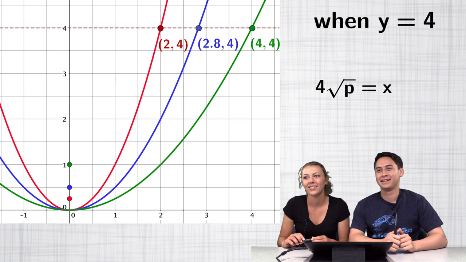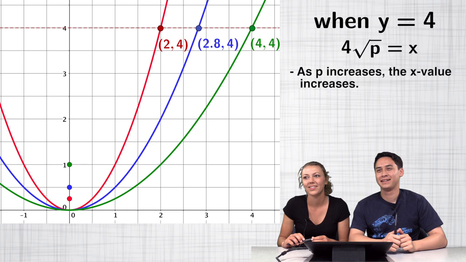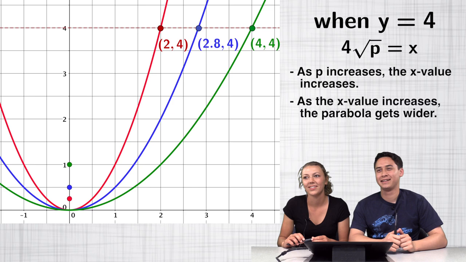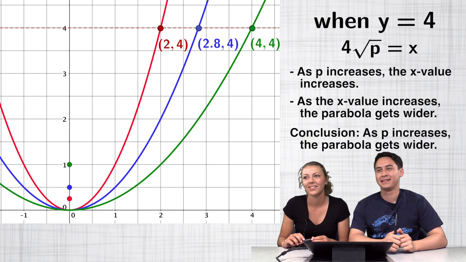Keoni said he could see that as p increases, x also increases. Sasha agreed, arguing that as p gets bigger, the square root of p will also get bigger, and then you multiply it by 4 to get x. So, as p increases, the x value increases. Earlier in this episode, Sasha and Keoni figured out that as the x value increases while y remains fixed, the parabola gets wider. Putting these ideas together, they have offered another way to understand why, as p increases, the parabola gets wider.